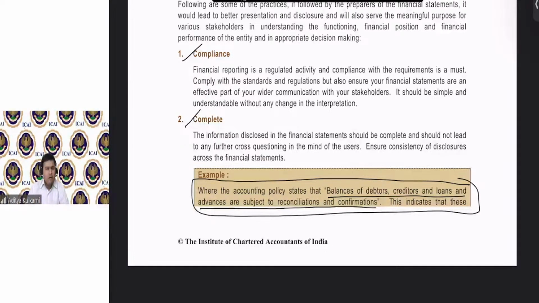Struck off companies. I haven't seen many auditors really going deep into verification of transactions with struck off companies. Management representation ले लेते हैं, and after taking the management representation, they just say that there are no transactions with struck off companies. Is a management representation a substitute for an audit process? Answer is no, it's not. But we do it, we do it without proper audit evidence.